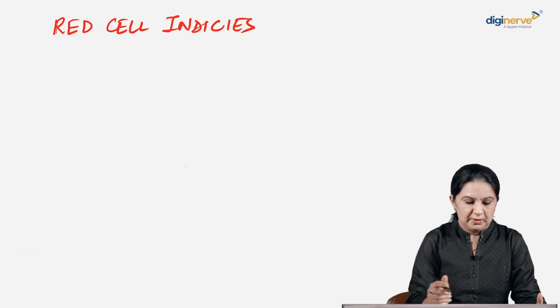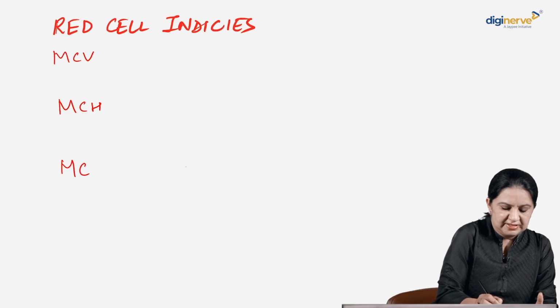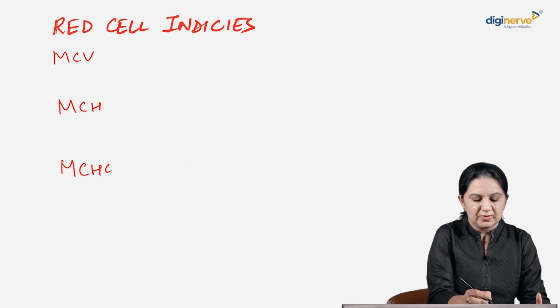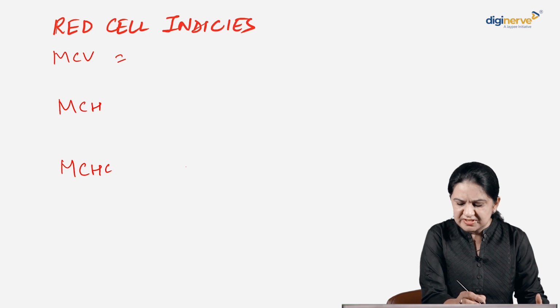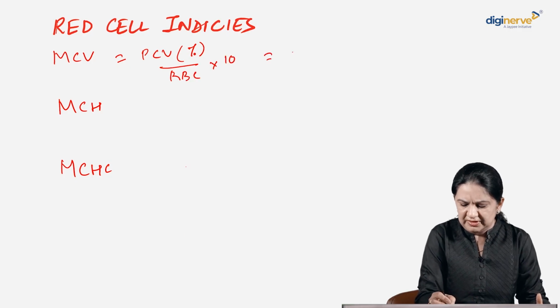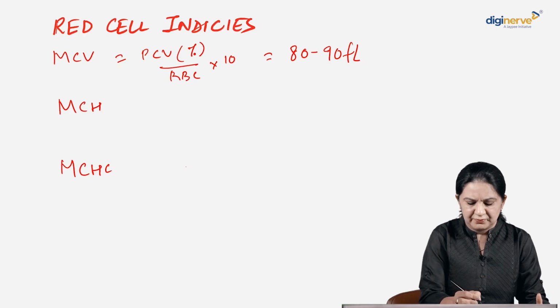Alright, so please don't worry about the formulas of these red cell indices. Their values are more important. However, we'll just briefly cover the formulas also. So MCV is basically PCV in percentage upon RBC count into 10. The normal value is 80 to 90 femtoliter.